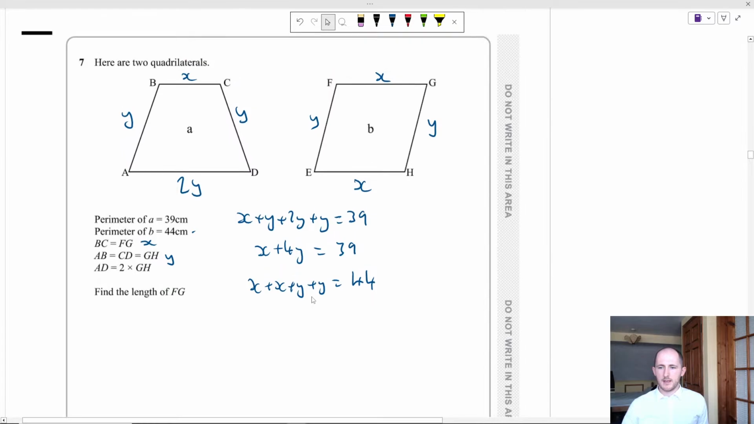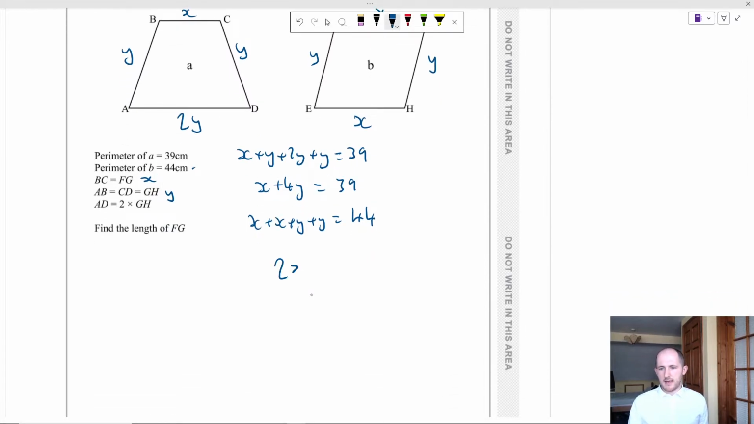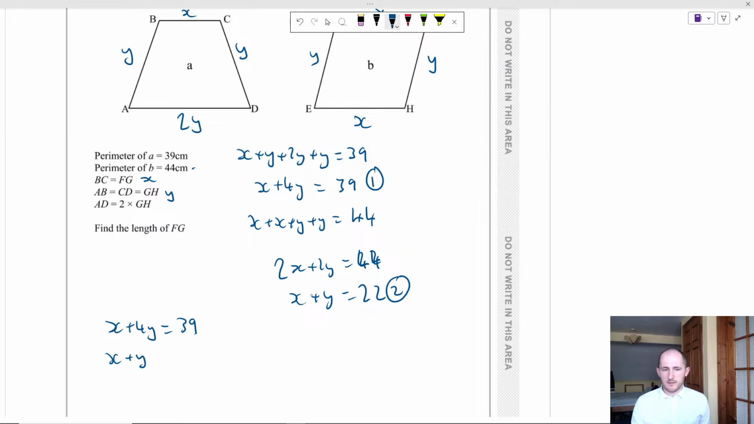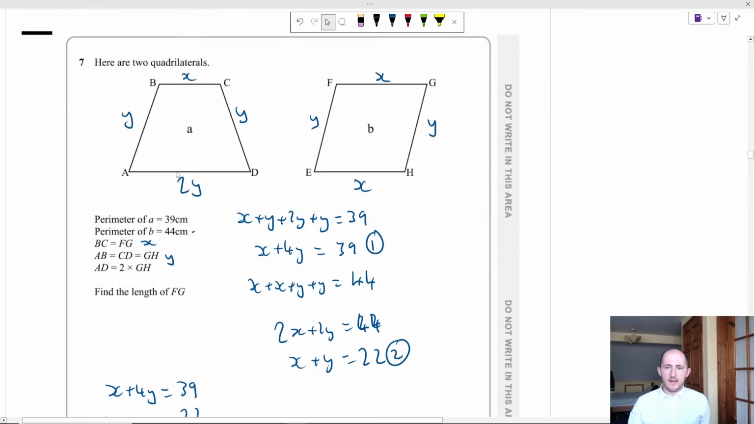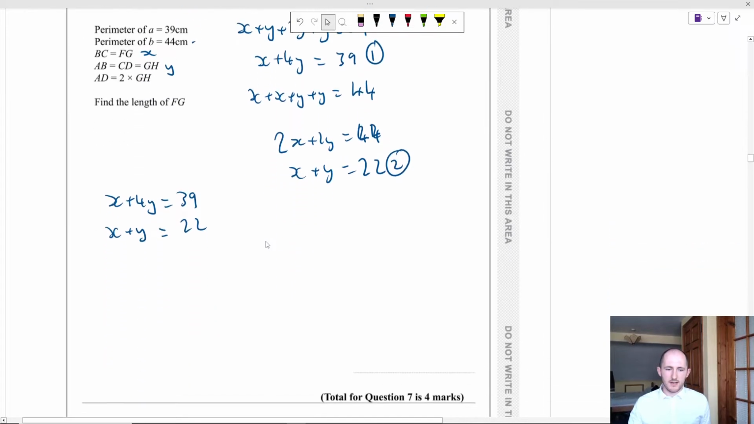Okay, so simplify this, we get 2x plus 2y equals 44. Divide all by 2, we get x plus y equals 22. So this is also going to be simultaneous equations, as some of you have already pointed out. So if I write these on top of each other, we get x plus 4y equals 39, and we get x plus y equals 22. And you're also right, we only actually care about x, really.